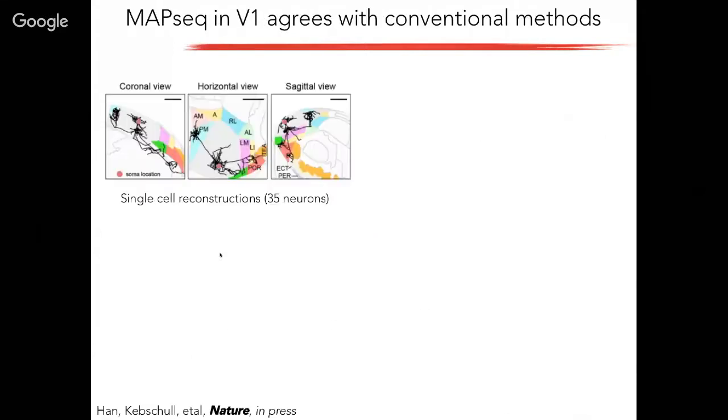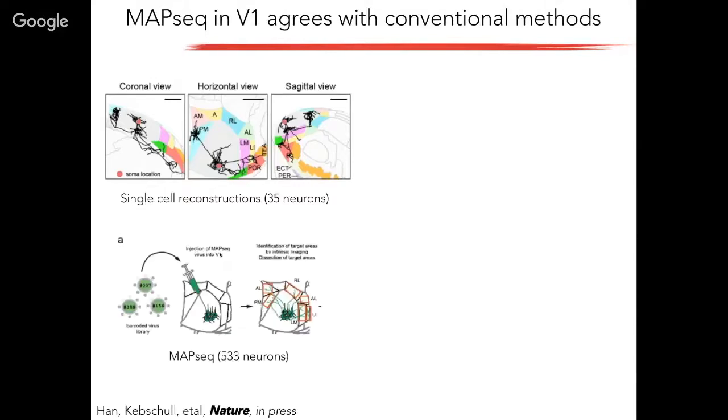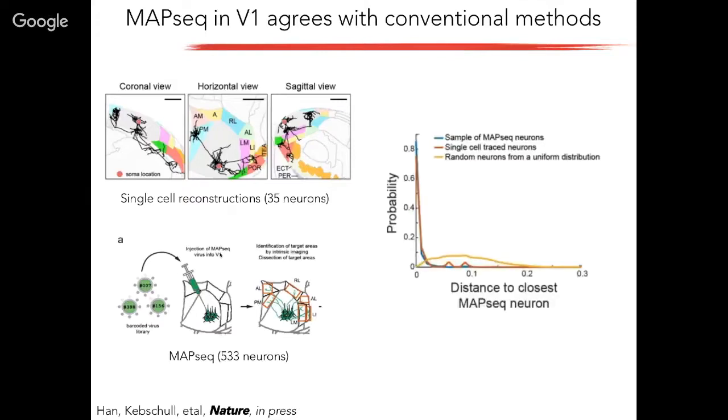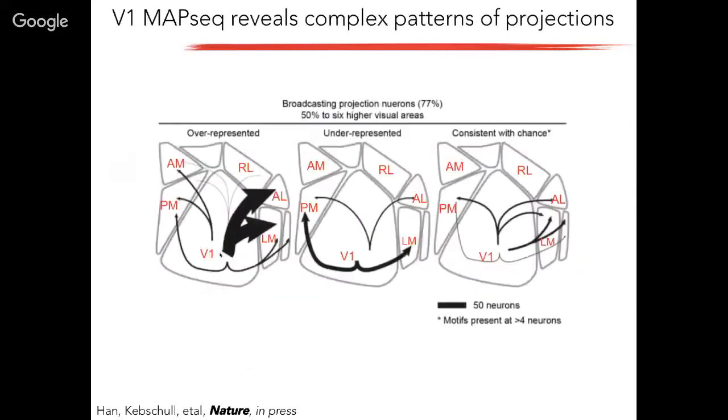I'll also say that more recently, we now have, in collaboration with Tom Mrsic-Flogel's lab, who did a bunch of single neuron reconstructions in visual cortex. We compared their reconstructions, 35 neurons in a couple of years, to some MAPseq studies of those same projections, 533 neurons in a handful of experiments. And for the purposes of this talk, what's important is that they agree to essentially the resolution that we can determine in this experiment. There's a whole scientific story that I don't have time to go into, but that should be coming out in Nature sometime in the next few weeks, and it's on bioRxiv right now.